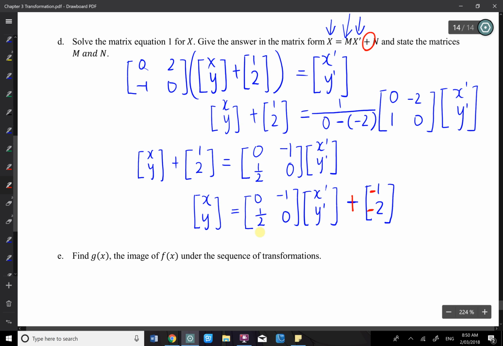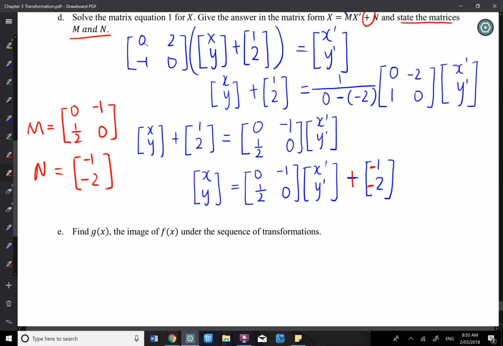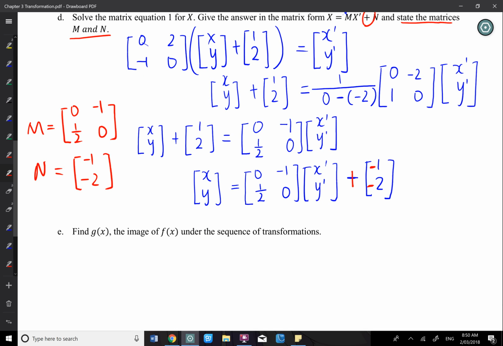And it asks you to state the matrix M and N. You are not answering the question yet. So you must say M equals 0, negative 1, a half and 0, and N equals minus 1 and minus 2. That will be the answer. Okay, that will be worth 1 mark. You need to explicitly answer the question. Well, if you give me the equation, I can see it. M must be that, N must be that. But it doesn't mean you answer the question. That is an answer mark. So you need to state M and N.